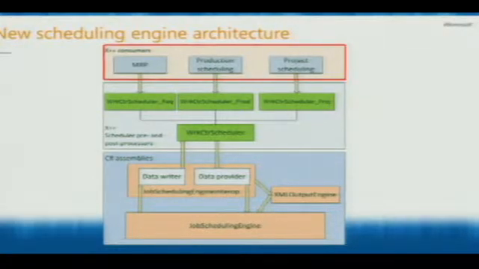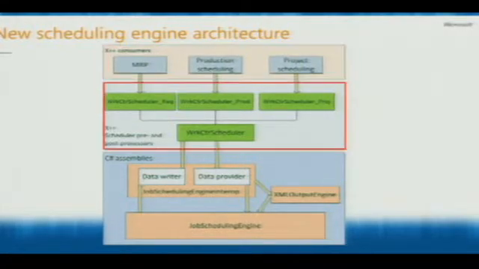The first thing we've done is we have split scheduling. Once we talk about scheduling, we basically talk about three different parts now. We talk about what we call the X++ consumers, which is basically any kind of activity that needs something scheduled. In this case, we have three: the MRP, the production scheduling, and the project scheduling. So for each of these overall processes, we made what we call a pre and post processor.